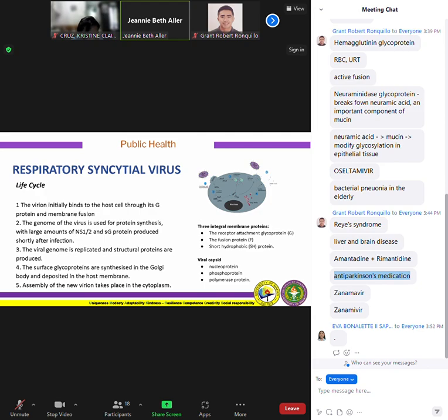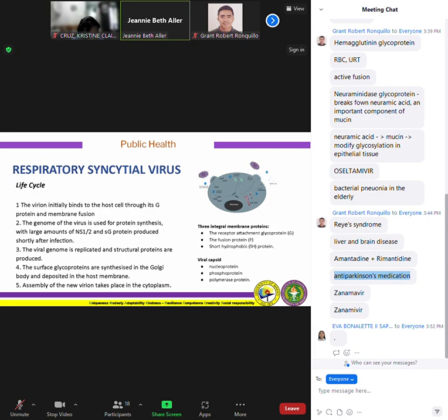And the capsid of this virus is made up of three proteins: the nucleoprotein, phosphoprotein, and polymerase protein. Then its surface glycoproteins also evoke a host-derived antibody response following an infection.